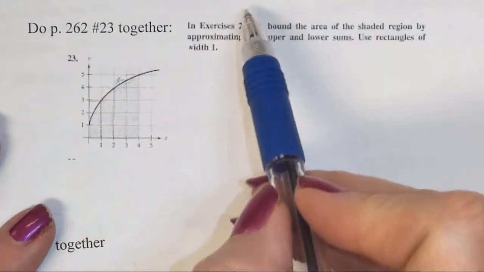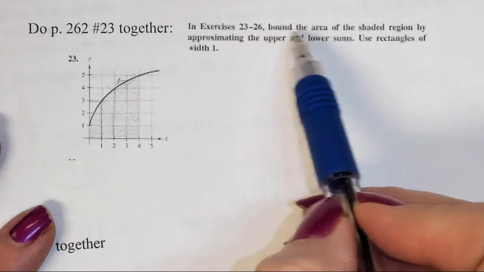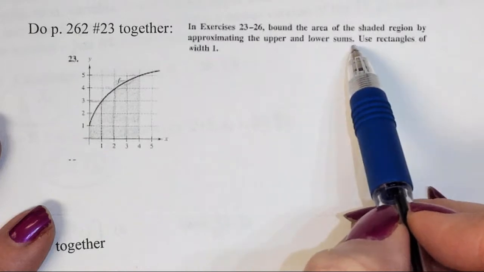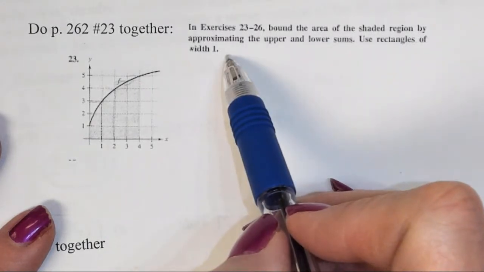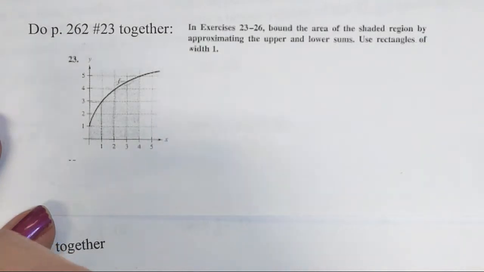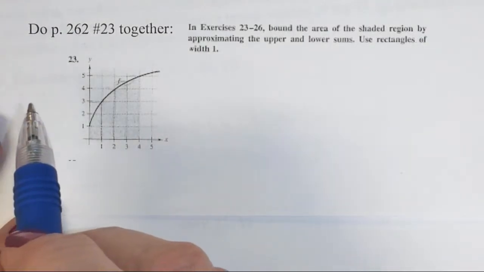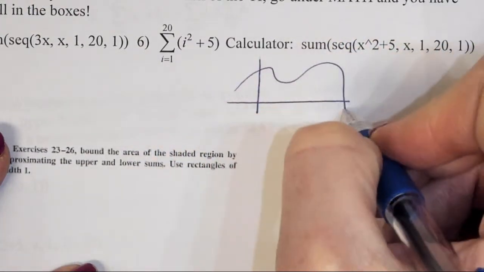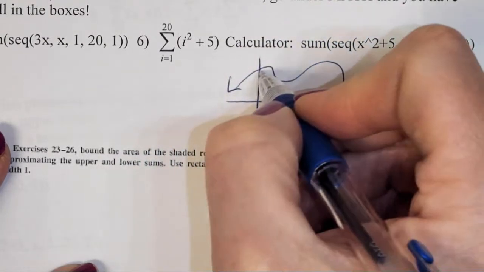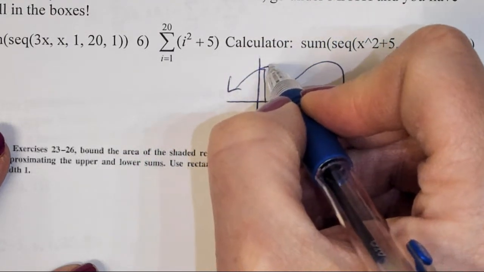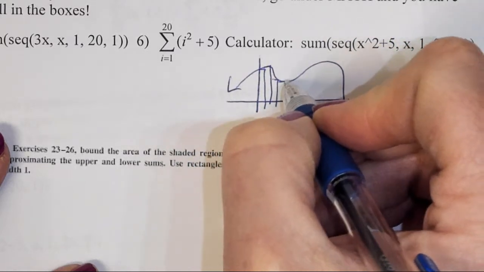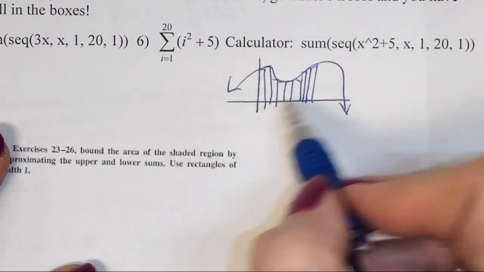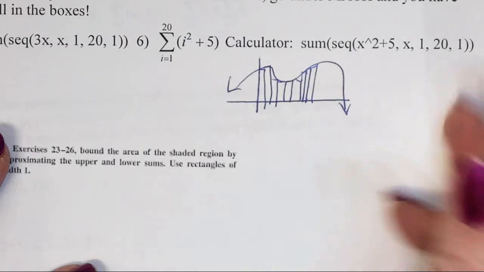So your directions will say, in exercises 23 to 26, bound the area of the shaded region by approximating the upper and lower sums. Use rectangles of width 1. The whole reason we're learning about summation is because integration finds the area under a curve. You don't need to write this down, but if I have any kind of curve, if I know the function for this, and if I can find the integral, what the integral does is it makes these infinite number of rectangles, and it finds the sum of all their areas, and then it can find the sum under the curve. That's what integration does for us.